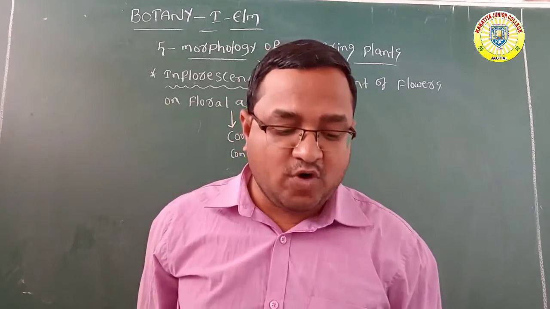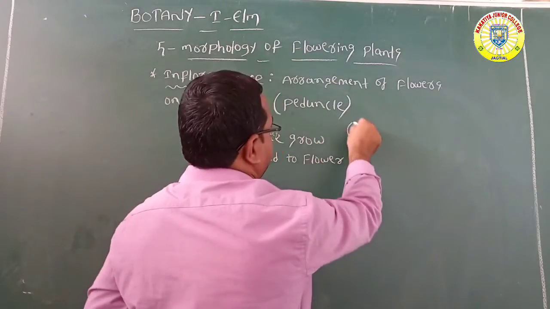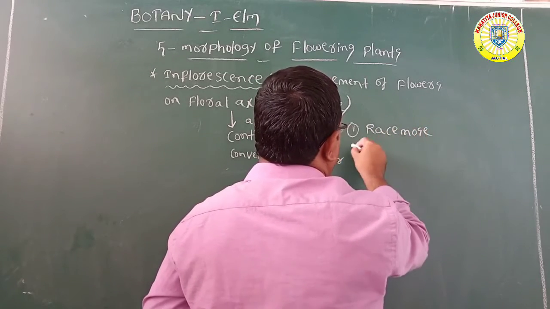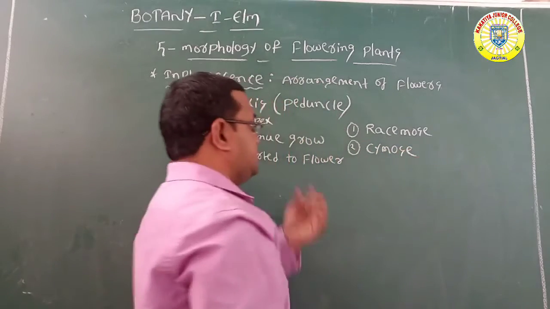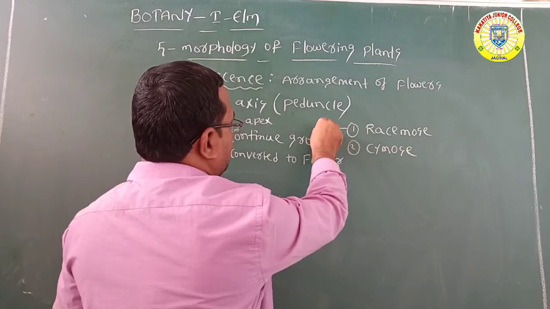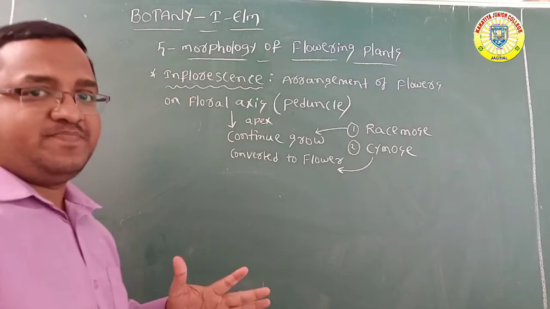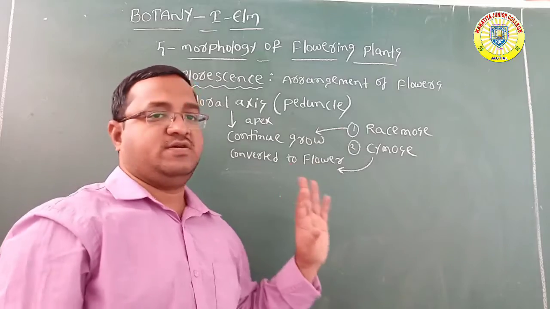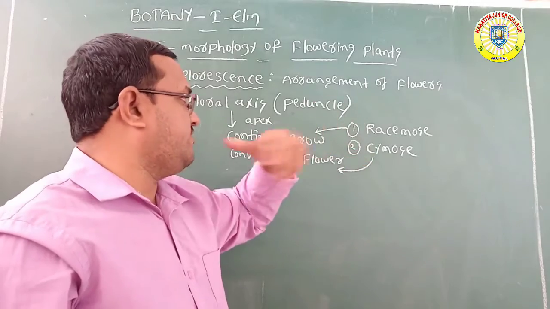One is racemose, another one is cymose. In racemose, the floral axis continues to grow, whereas in cymose the floral axis is converted into a flower, and there is no growth. So, racemose inflorescence and cymose inflorescence.